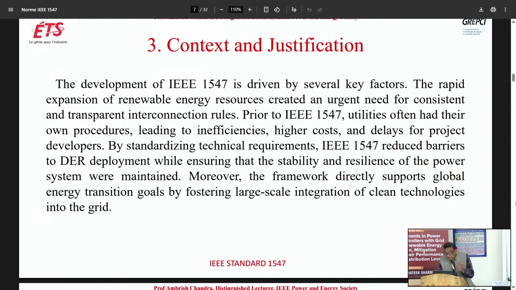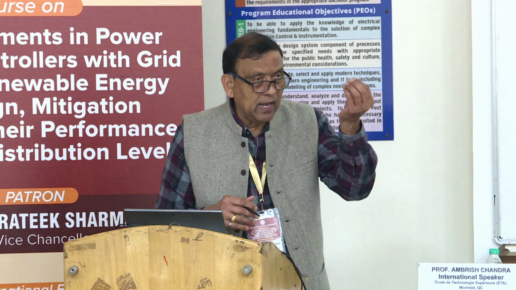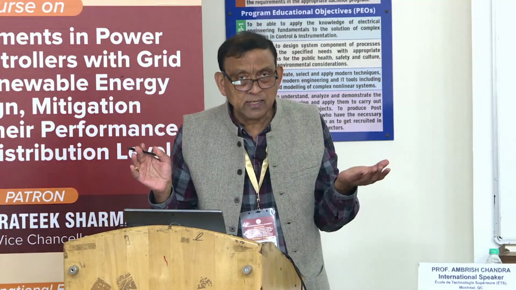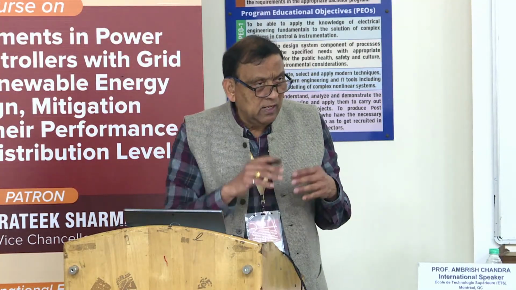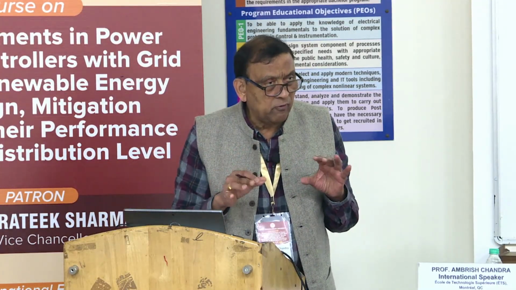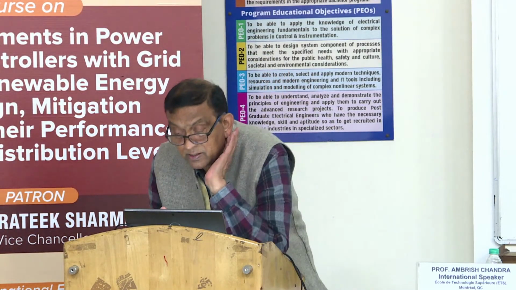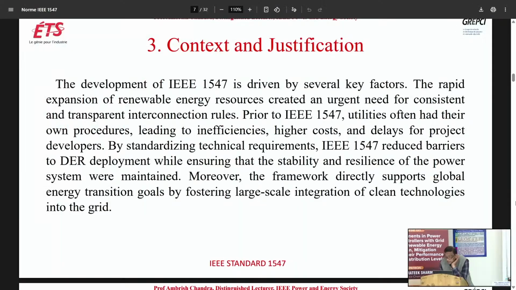Prior to IEEE 1547, utilities often had their own procedures leading to inefficiencies. Hydro Quebec had different rules, Manitoba Hydro had different, and Alberta had different; in different provinces in Canada they had different rules. And still they follow their own rules. They don't care about IEEE 1547, but still they have to reconsider. IEEE 1547 reduced barriers to DER deployment while ensuring that the stability and resilience of the power system were maintained.